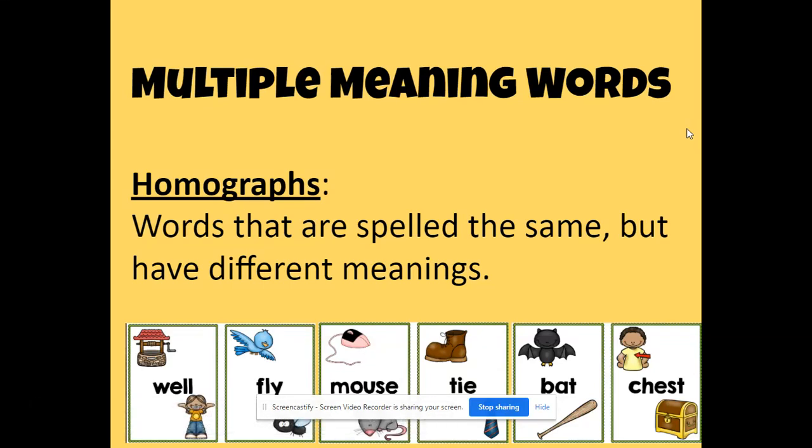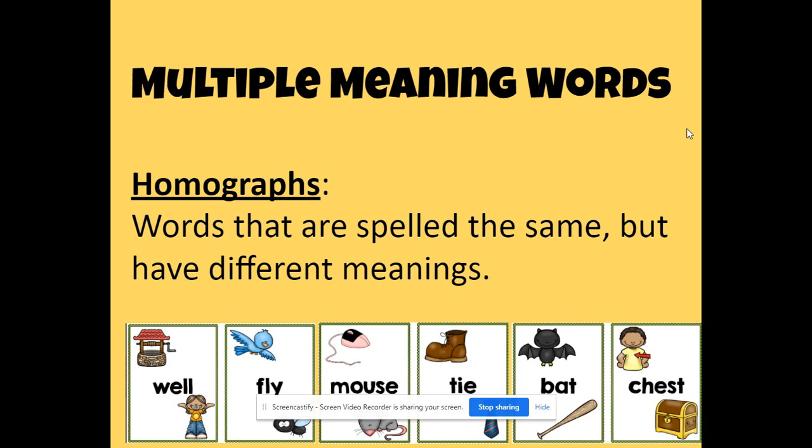This week we are exploring homographs. Homographs are words that are spelled the same, but they have different meanings. So you have to pay really close attention to how the word is being used in the sentence. This is where our strategy of using context clues will come into play.